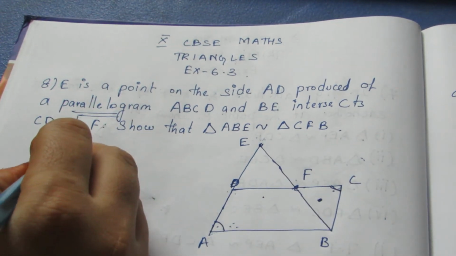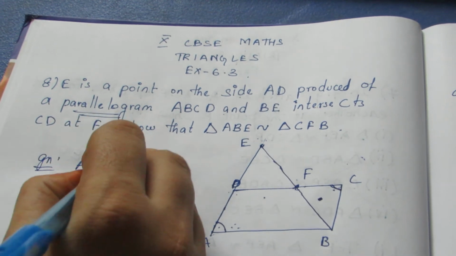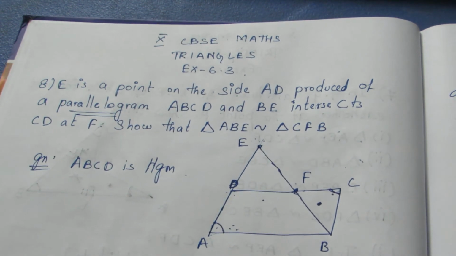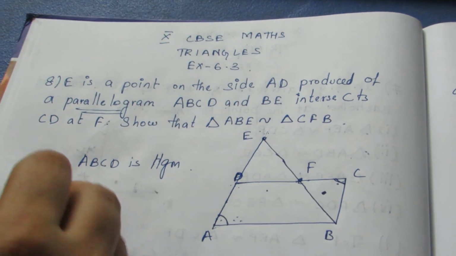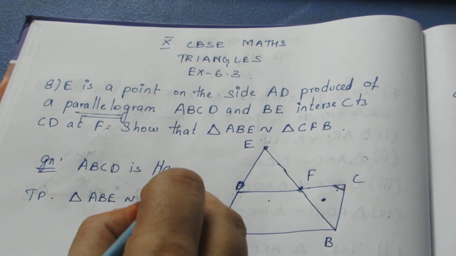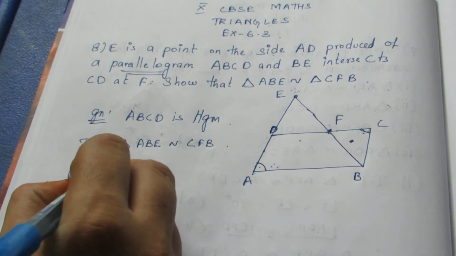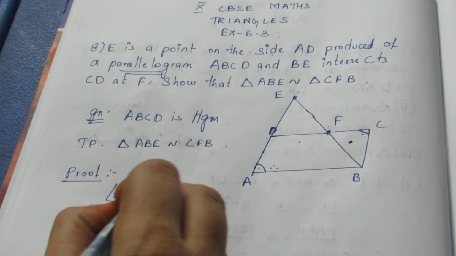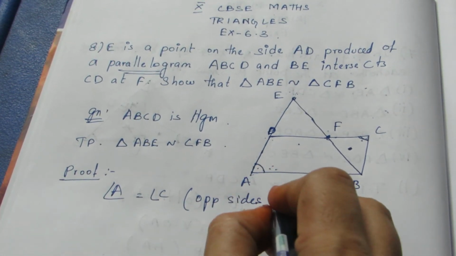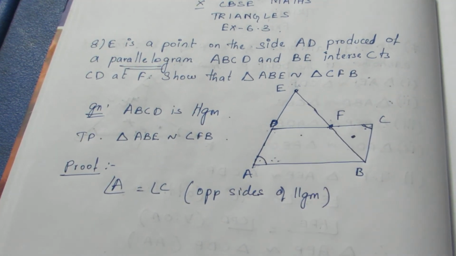So let me write the given one. The given, that is ABCD is a parallelogram. To prove: triangle ABE is similar to triangle CFB. So given I have written, prove I have written. We'll start with the proof. As I told before, angle A is equal to angle C because opposite angles of a parallelogram are equal.